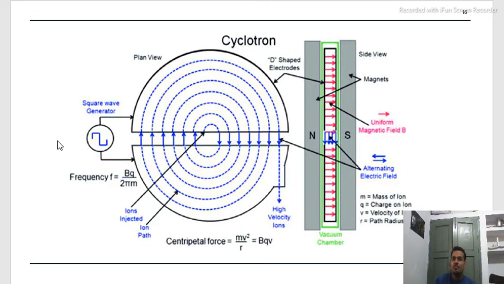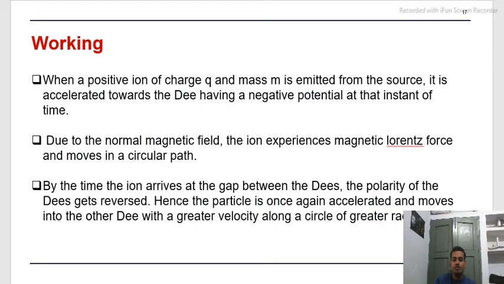This is a block diagram of a cyclotron. Here we inject ions, and due to the electric field they approach the opposite D, and then due to the magnetic field their path becomes circular and they keep accelerating. At the end, this is the exit door through which particles can exit from the D's of the cyclotron. So using the electromagnetic field, we accelerate these particles to higher energies, and then finally we can extract them from this exit door. So, the working of a cyclotron.